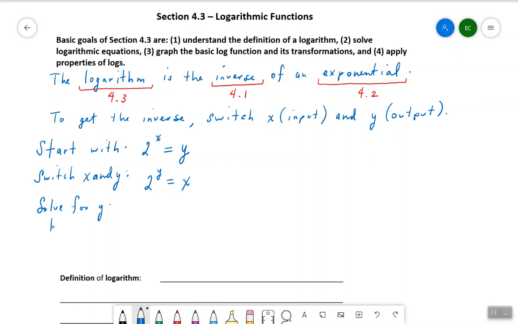And the question is, how can we do this? We don't have an operation to bring the y down out of the exponent. And so what we're going to do is we're going to invent a new operation.